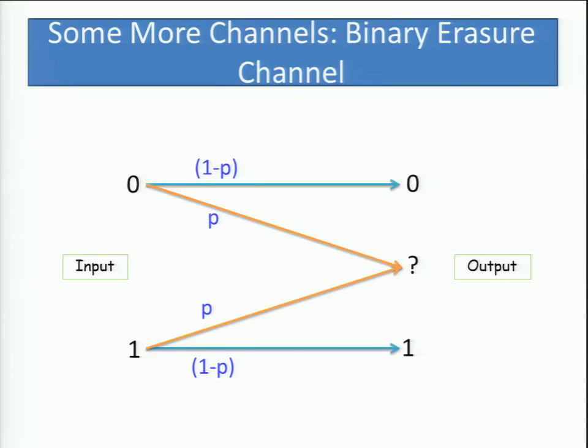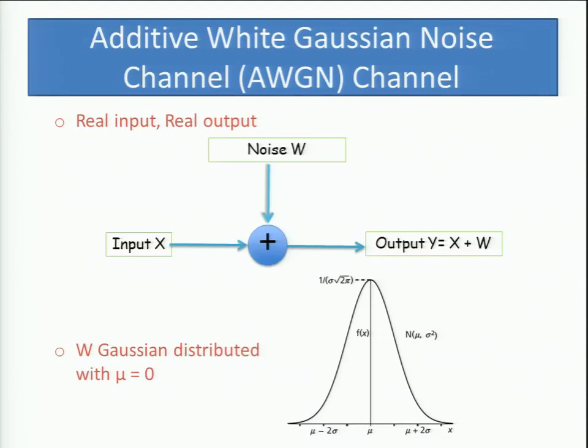This is used in some storage systems. I mean not binary, in general the erasure channel is used in storage. Now the second most important channel is what is called the additive white Gaussian noise channel.